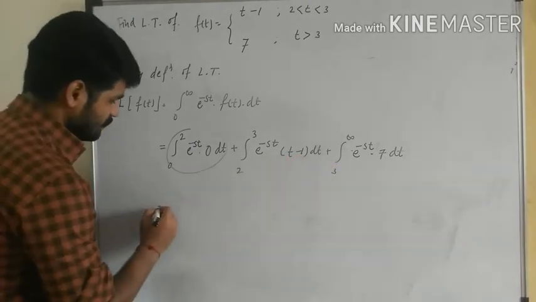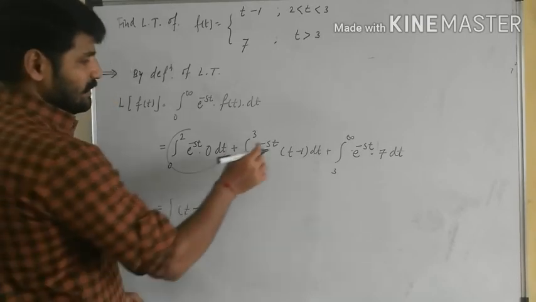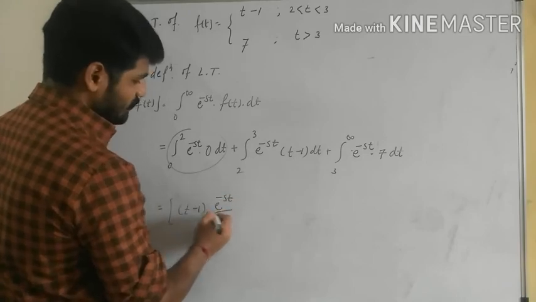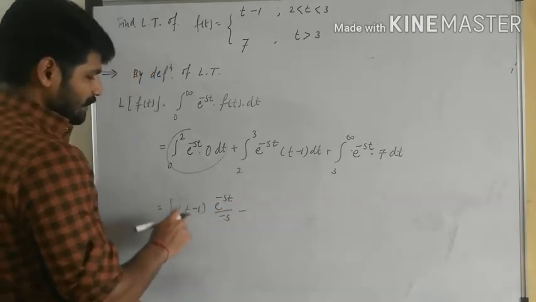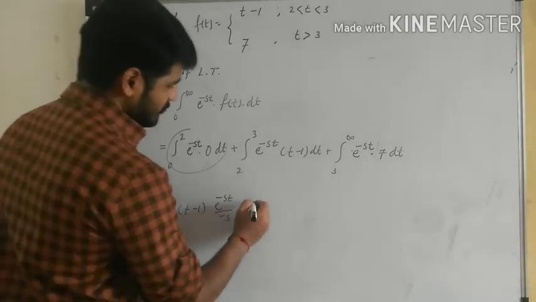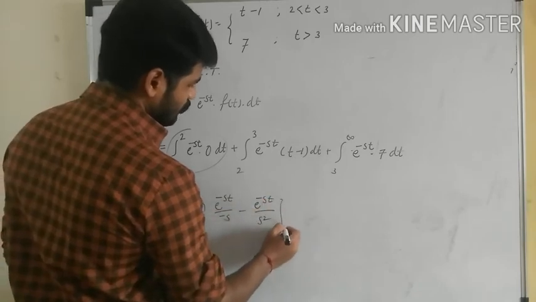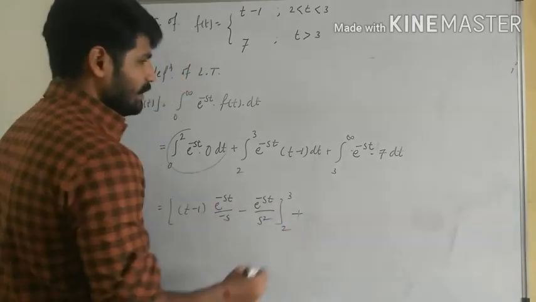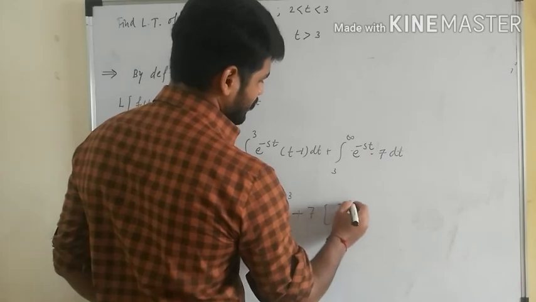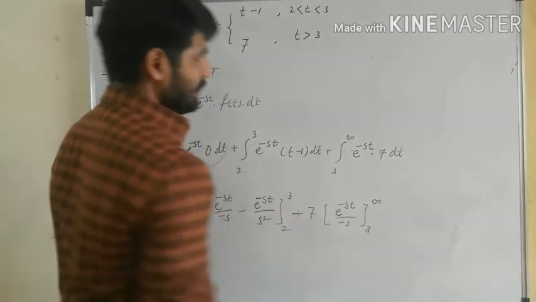So evaluating this, we can write using the by parts rule. First function t minus 1 as it is, integral of e raised to minus st is e raised to minus st divided by minus s, minus derivative of t minus 1, which is 1, and integral of e raised to minus st divided by minus s is e raised to minus st divided by s square. Limits from 2 to 3. Plus here 7 is constant and integral of e raised to minus st is e raised to minus st divided by minus s, limits from 3 to infinity.